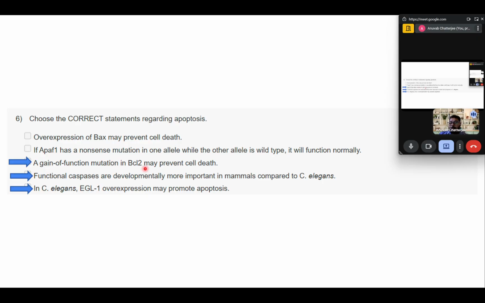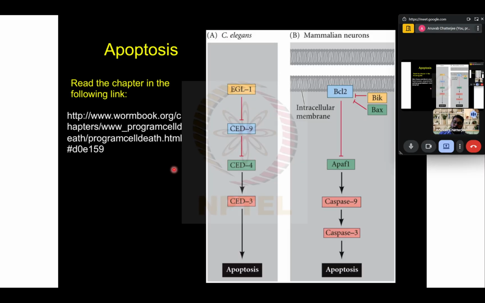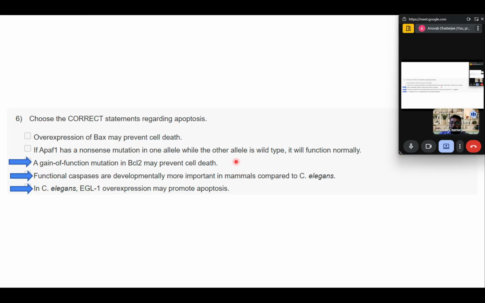Gain of function mutation in BCL2 may prevent cell death, which is correct. BCL2 is anti-apoptotic, as we saw. It holds on to APAF1 and prevents the apoptosis from going forward. So this is the correct option.